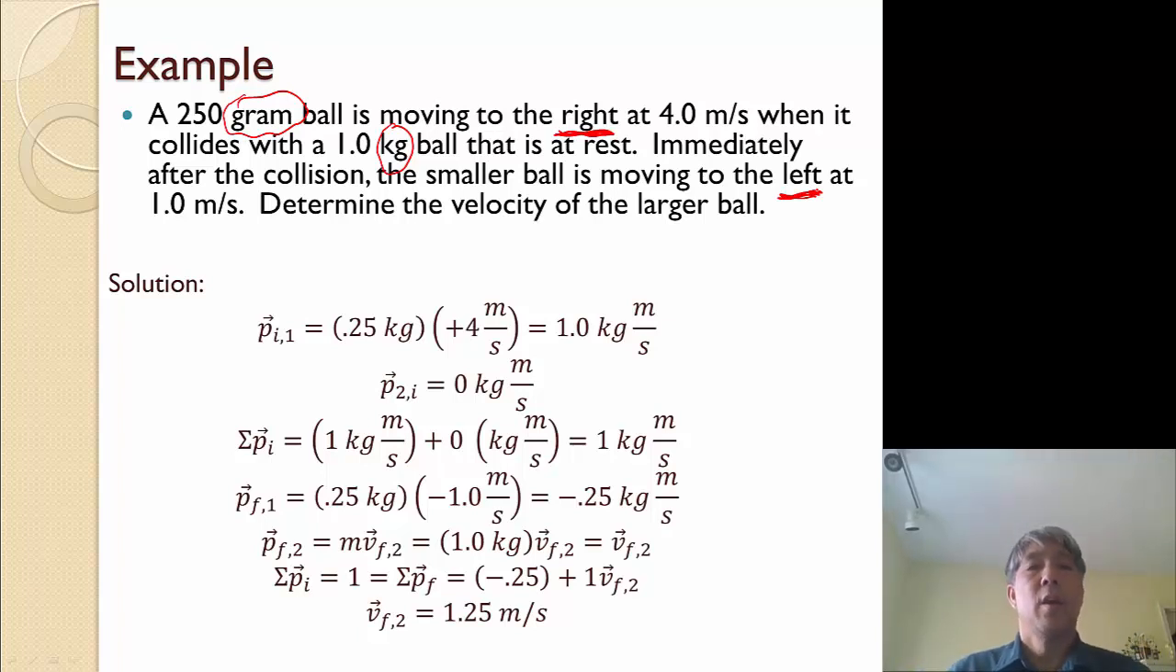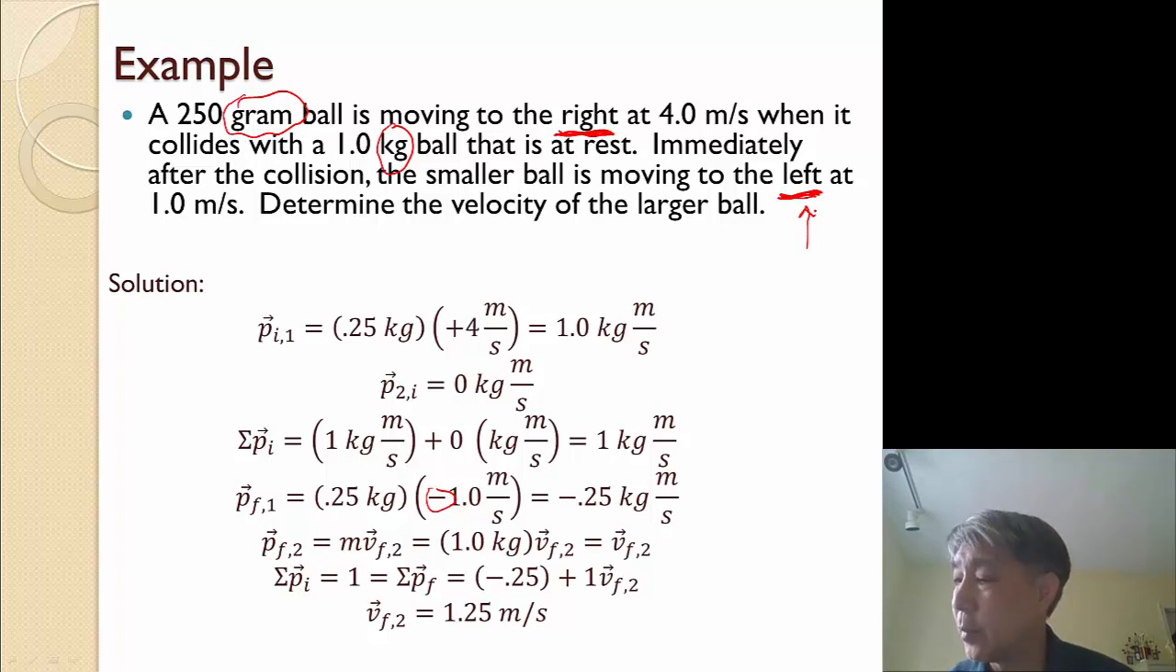So here's the solution. We're going to first calculate our initial momentums. For the first one, it's mass times velocity, or positive 1 kilogram meters per second. The second one is at rest, so its momentum is just 0. So the sum of my initial momentums is 1 plus 0, or 1 kilogram meters per second in the positive direction, or to the right. My final momentum for the first ball, since I have its final velocity as well, is 0.25 times minus 1. That's where the leftward nature comes in, because left is the negative direction.